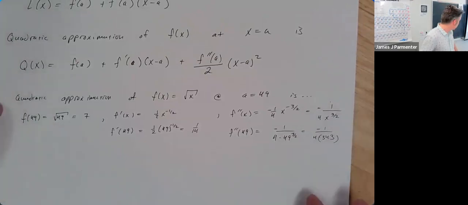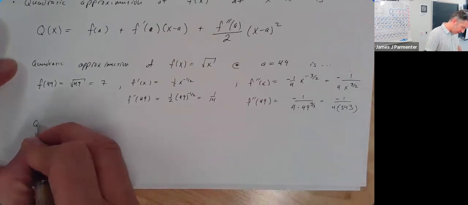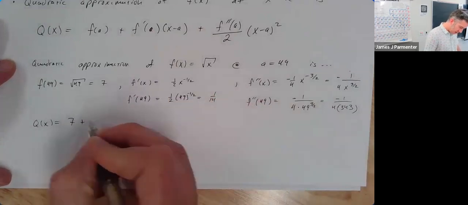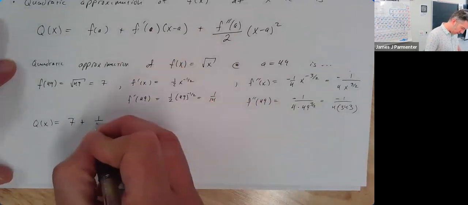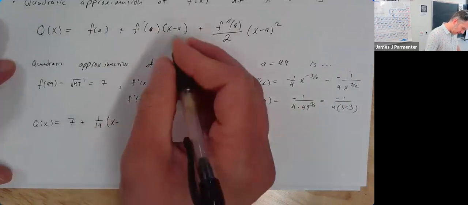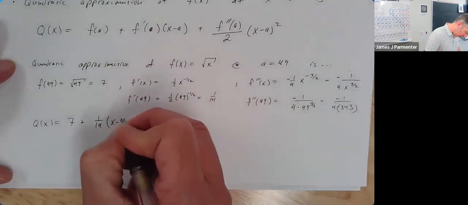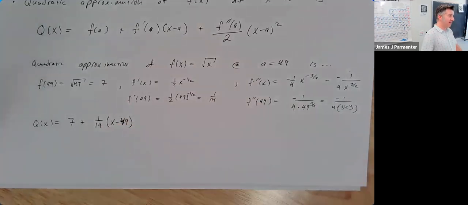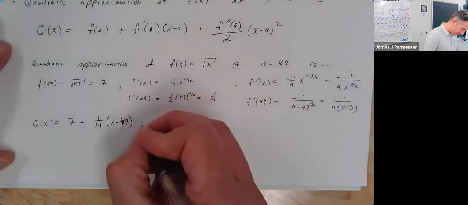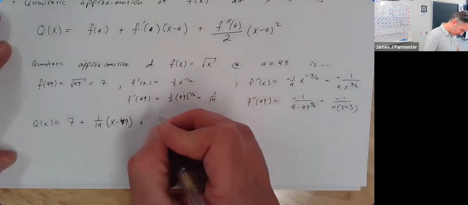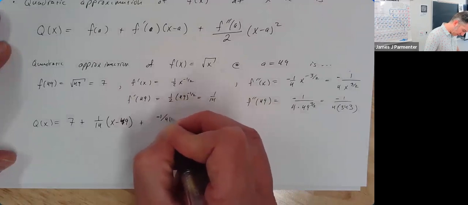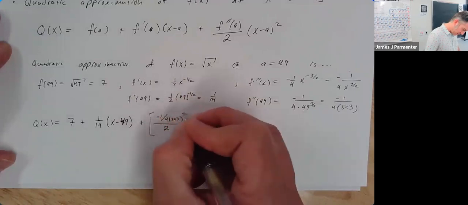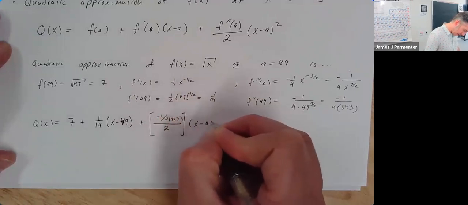So here's what we've got. We've got that our quadratic approximation is going to be f of a, which was 7, plus f prime of a, which was 1/14 times x minus a, x minus 49. I always make that mistake. Terrible. You're plugging in the a value, not the f of a value. And then finally, plus f double prime of a, which is negative 1/4 times 343 divided by 2 times x minus 49 squared.